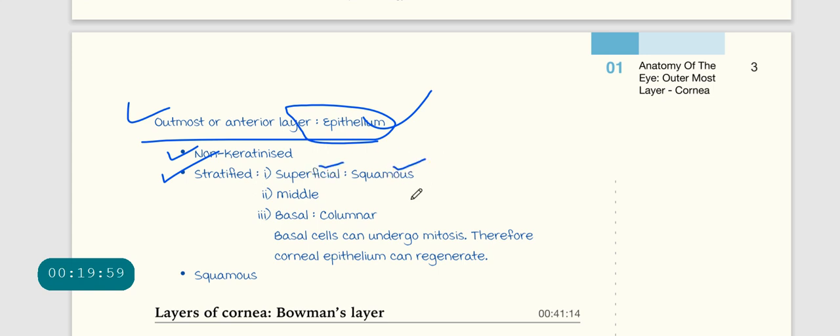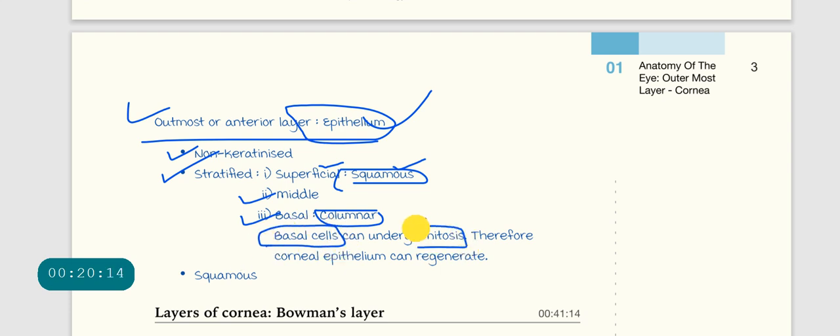Only the basal cell layers can undergo mitosis and replicate and regenerate. So an MCQ over here: which layer of the cornea has the ability to regenerate? That is the basal layer. It has columnar cells. The next is squamous. So non-keratinized, stratified and squamous.